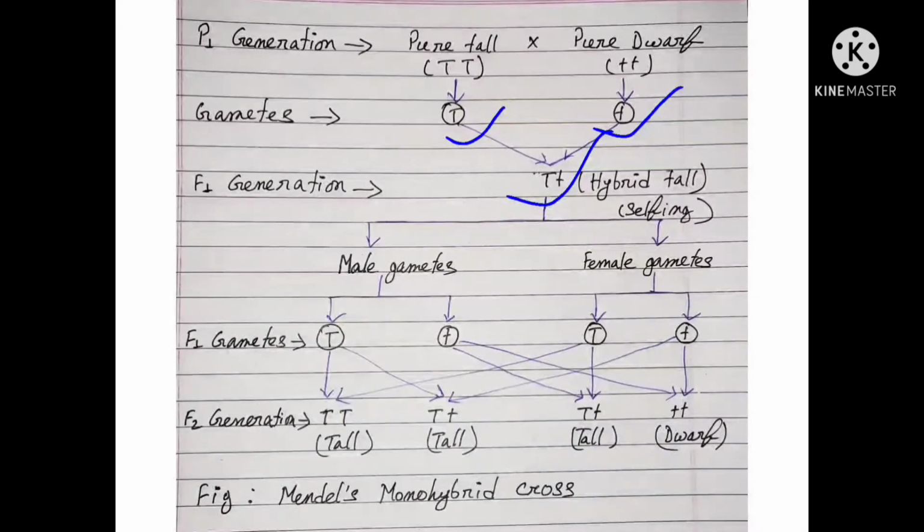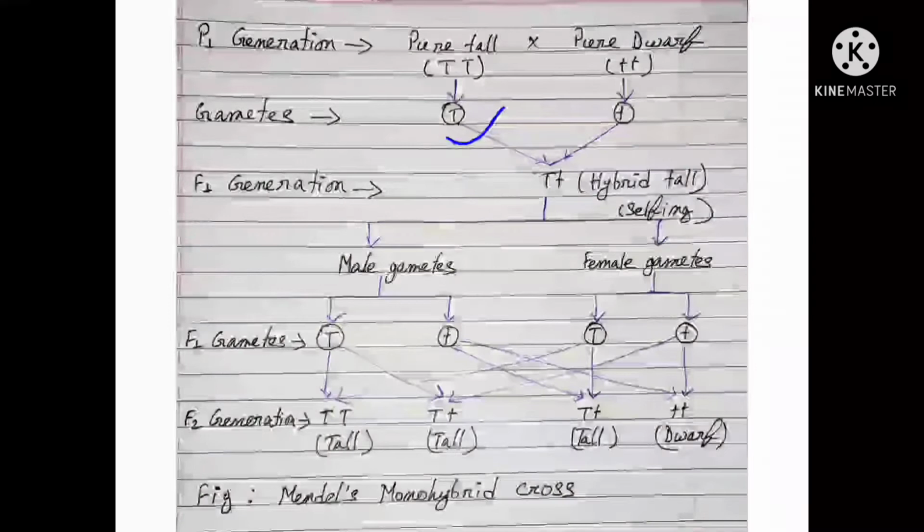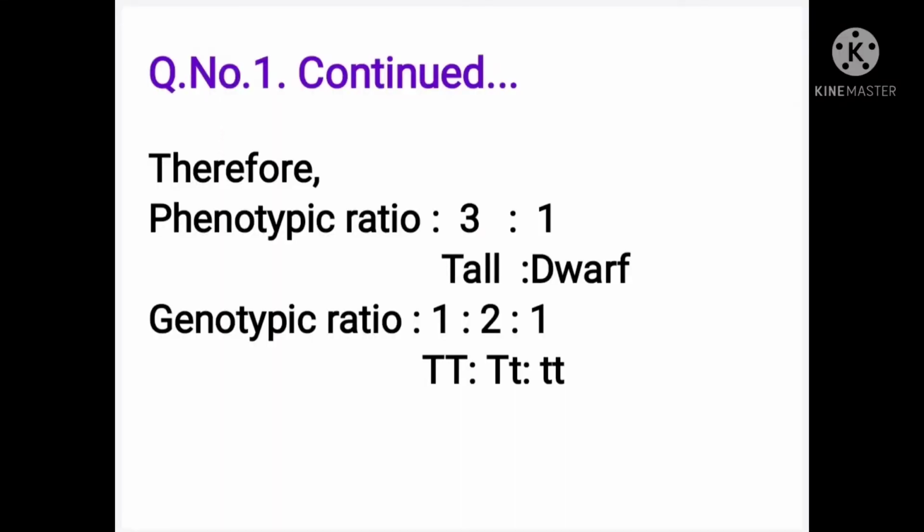After that, selfing between male gametes and female gametes of F1 generation produce F2 generation with 3 tall plants and 1 dwarf plant. Therefore, phenotypic ratio is 3:1. It means 3 tall plants and 1 dwarf plant, and genotypic ratio is 1:2:1. It means one tall plant with genotype TT, two tall plants with genotype Tt, and one dwarf plant with genotype tt.